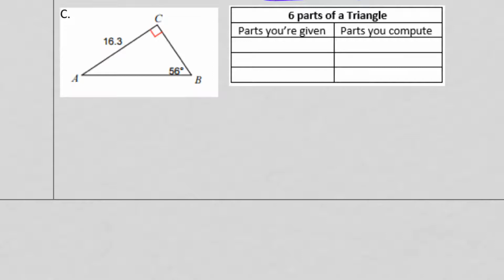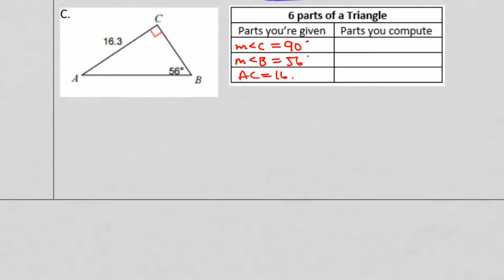Okay, example C. Again, we want to solve this right triangle, so first think about what's given to you and what you have to compute. In this case, you're given angle C is a right angle, so I can write the measure of angle C is 90 degrees, that's given to me. I'm also given that the measure of angle B is 56 degrees. And I'm given here that the side AC has a length of 16.3.